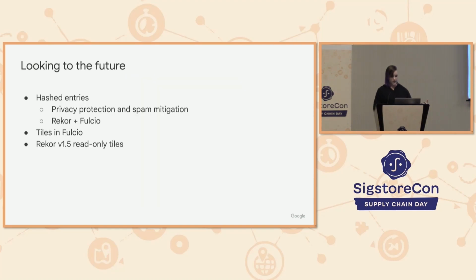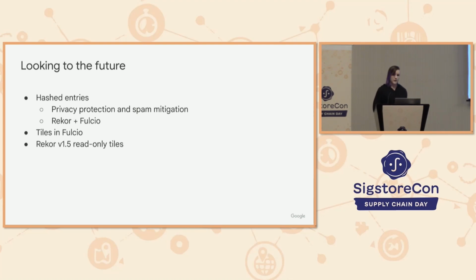Going forward after that, we decided for now we don't want to pack too much into this immediate next version of Rekor. But there's still a lot of changes that we want to make to Rekor down the line to address a lot of the issues that Hayden brought up. A big one is hashing entries, making sure there's no plain text data that gets persisted to Rekor. And that would be for the sake of privacy protection and spam mitigation.